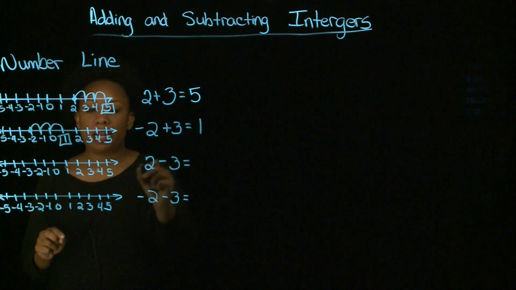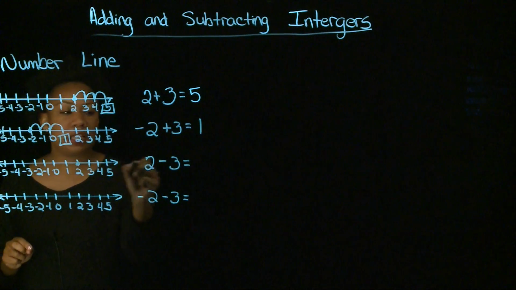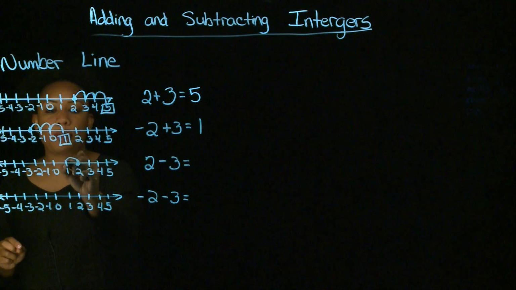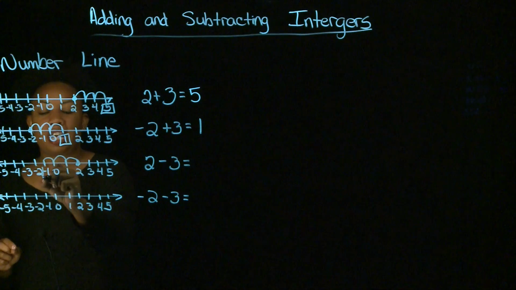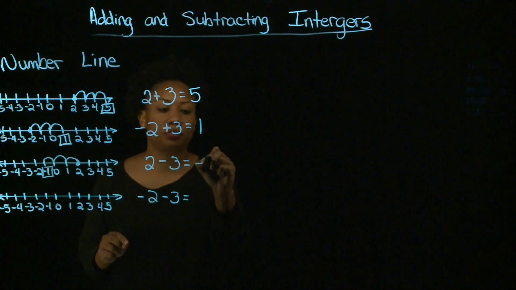Then we have 2 minus 3. So we have 2, and it's minus 3, so we're going to go the opposite direction. And we're going to end at negative 1.